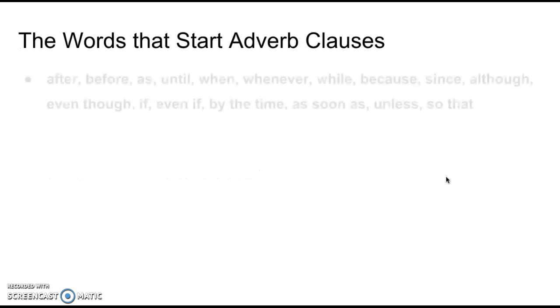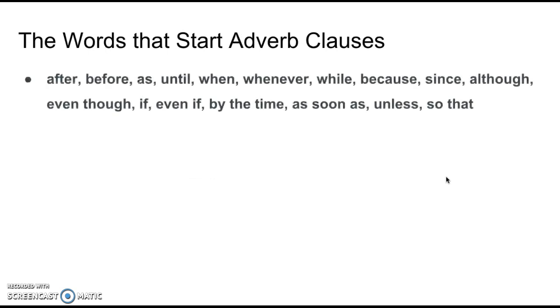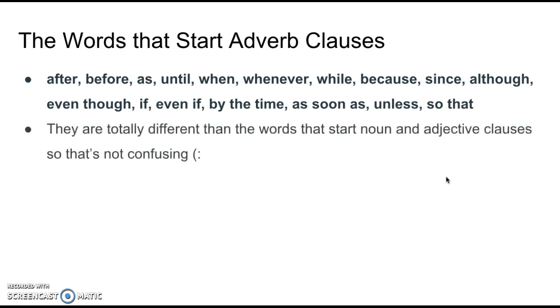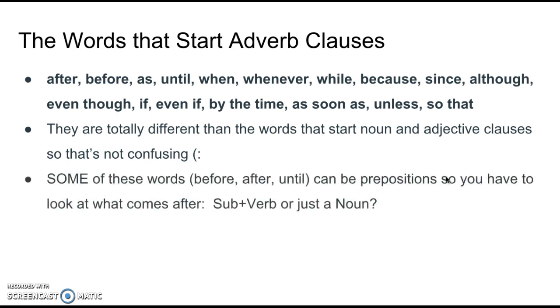Now the words that start adverb clauses are different. Words like after, before, as, until, when, whenever, while, because, since, although, even though, if, even if, by the time, as soon as, unless, and so that. These are totally different than the words that start noun and adjective clauses, for the most part. So they're really not as confusing. But some of these words, like before, after, and until, can be prepositions. So you have to look at what comes after the word. Is it a subject plus a verb? Well, in that case, it's an adverb clause. Is it just a noun? In that case, it's a prepositional phrase.